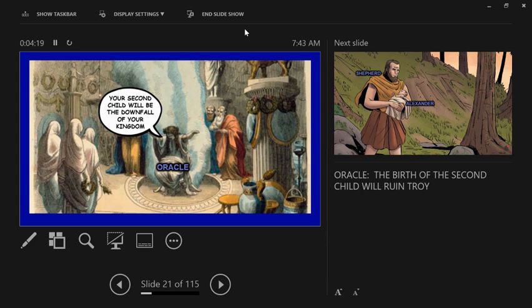Now, her answer would be in complete gibberish. And so there's these priests that are around her that interpret the gibberish and tell you what the dream means. In this case, the queen wants to know what her dream means. She sees a torch, she sees the city burning, she wants to know what it means. And the oracle, basically the message comes back as your second child will be the downfall of your kingdom.